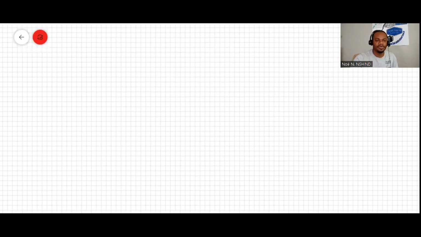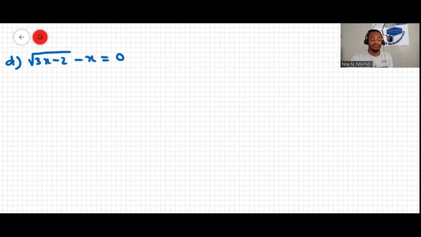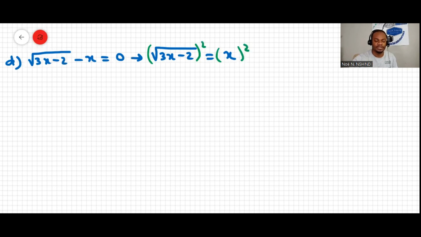The following question will be question D. That is square root of 3x minus 2 minus x equal to 0. To solve this, we first get rid of the negative x, we move it over, and then this will be square root of 3x minus 2 equal to x. Then we raise this to the power of 2, and that also to the power of 2. Knowing that the power of 2 cancels with the radical sign, this makes 3x minus 2 equal to x squared.